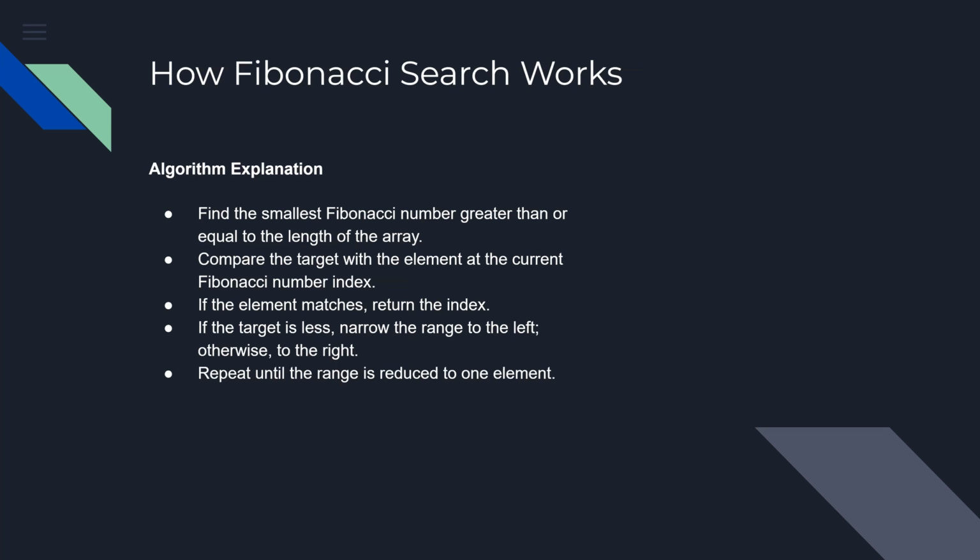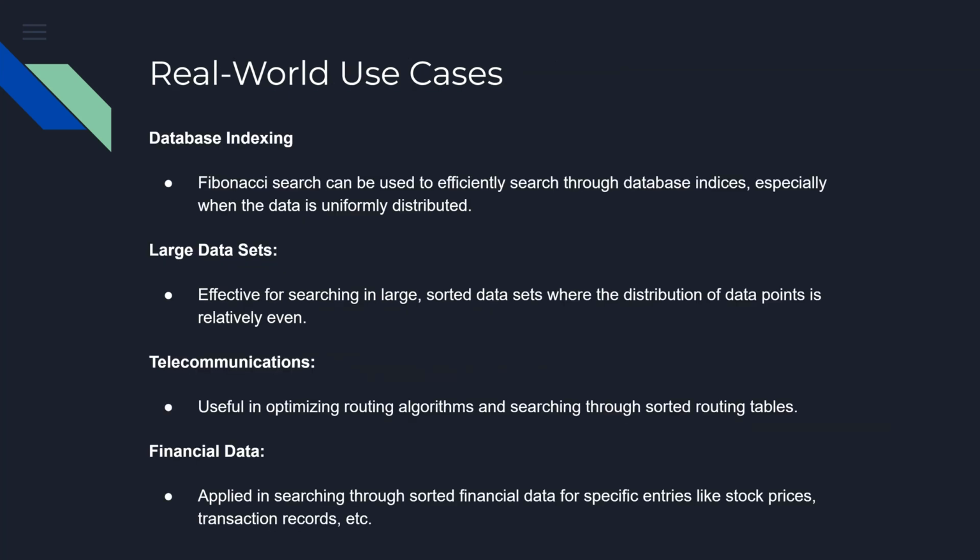Awesome. So how does the Fibonacci search work? First, we find the smallest Fibonacci number greater than or equal to the length of the array. We then compare the target with the element at the current Fibonacci number index, and check if the element matches the target. If it does, we return the index. If it doesn't, we check if the target is less. If it is, we narrow the range to the left, and otherwise to the right. Then we essentially just repeat until the range is reduced to one element.